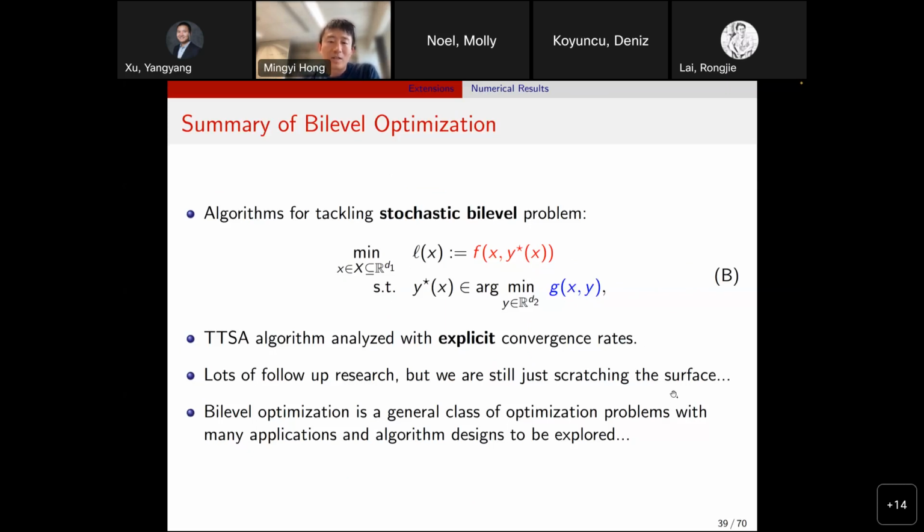There's a lot of research recently, but I think we're still scratching the surface. For example, what happens if G is not strongly convex in Y, or what happens if you have constraints and so on. There are a lot of questions. You can easily make the problem very, very hard. So I think a lot of effort is still needed to understand the problem.